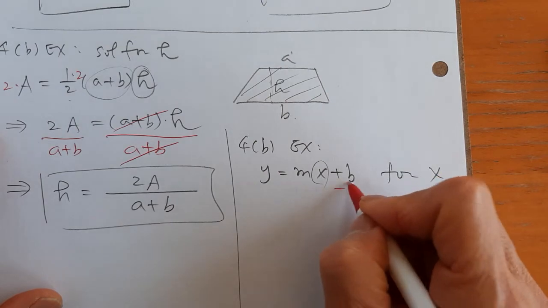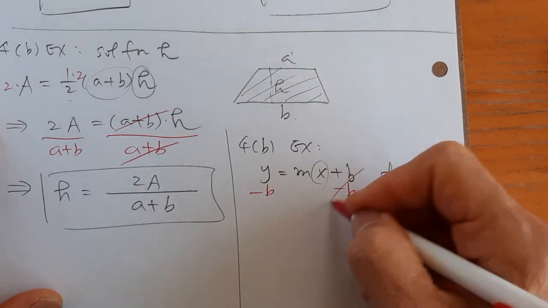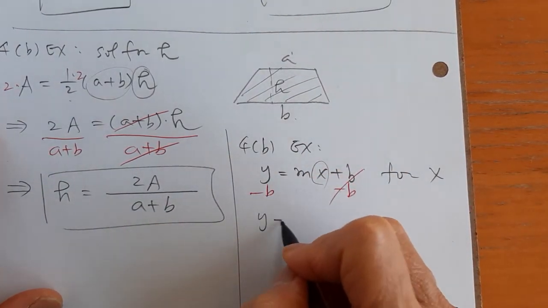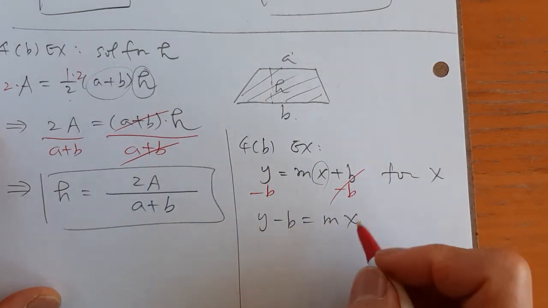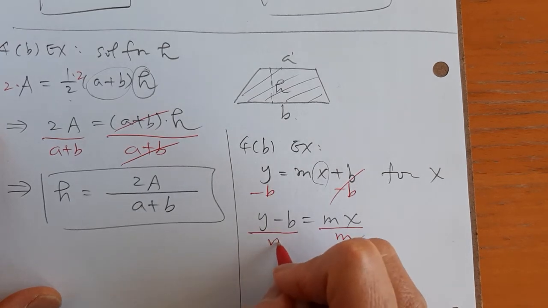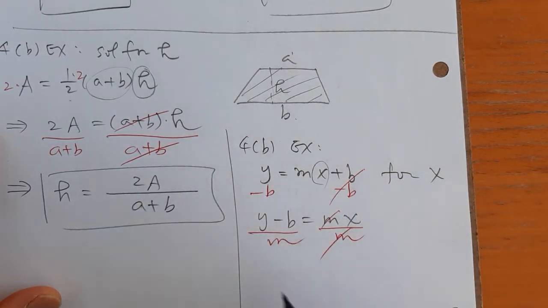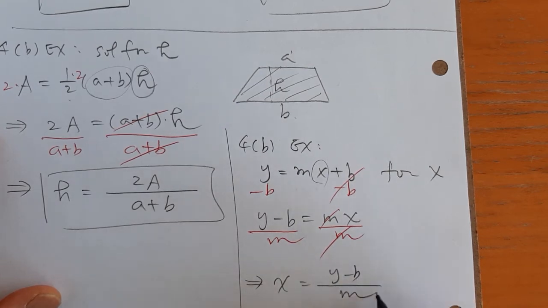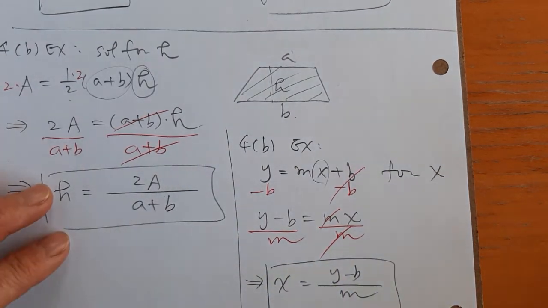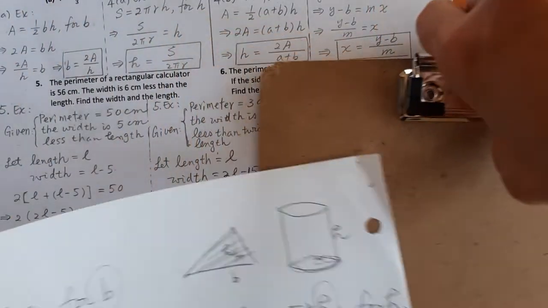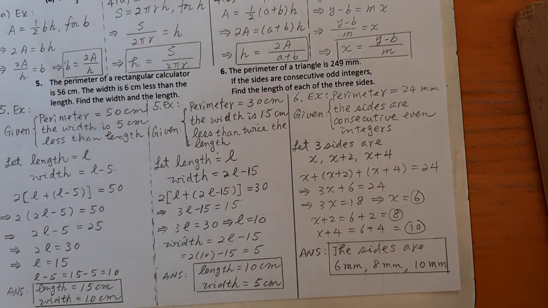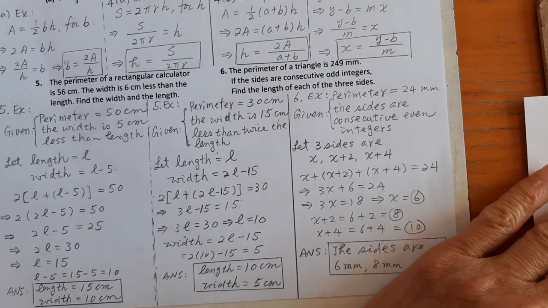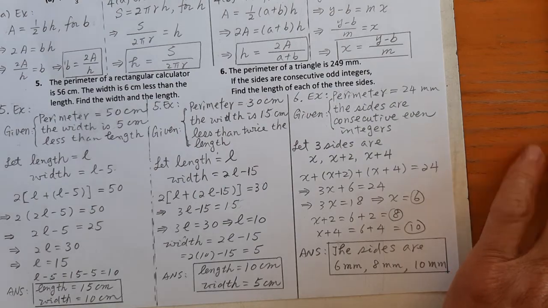So we have to make b on the other side cancel. So get y minus b equals m times x. So then we have to move m to the other side. Divide by m on both sides. Then you got x. x equals y minus b over m. That's solve for x. That's a literal equation. And next one is going to be question 5.